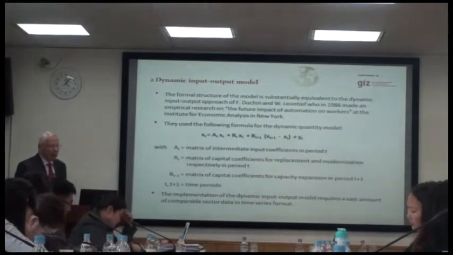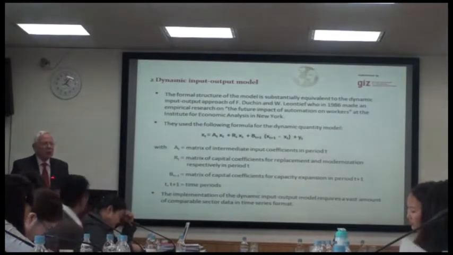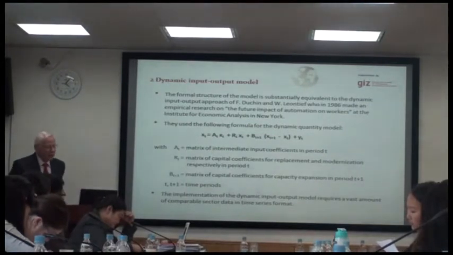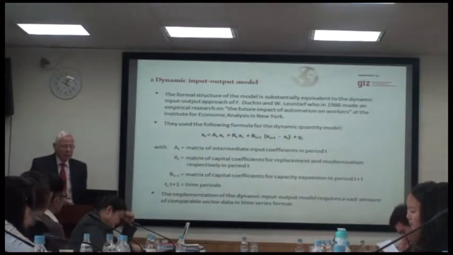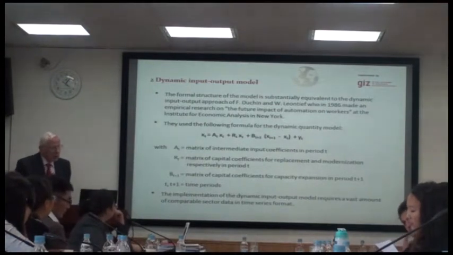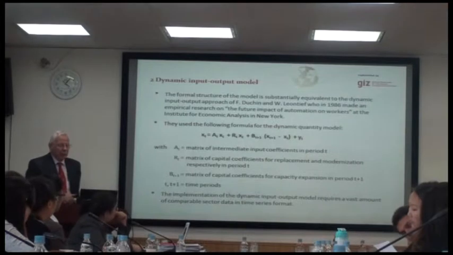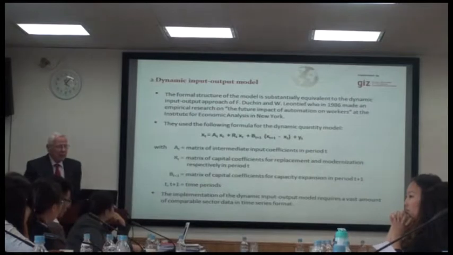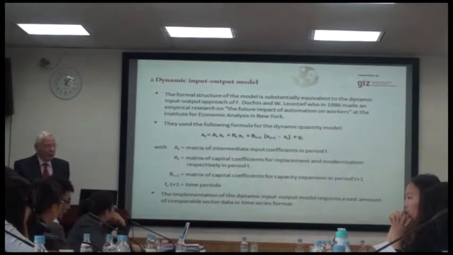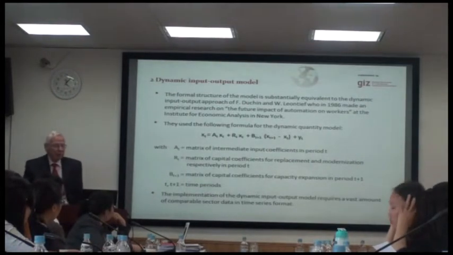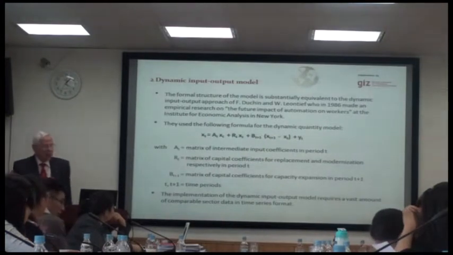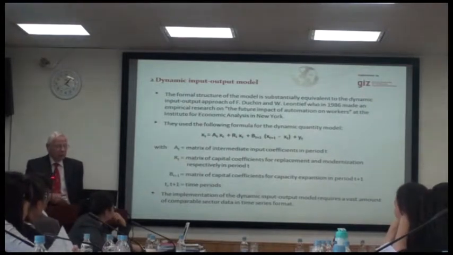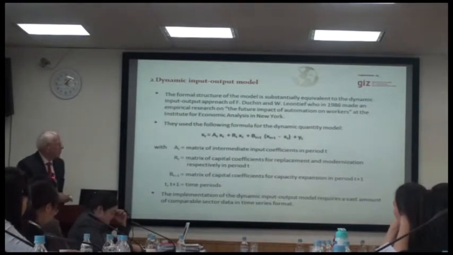And that will be reflected in the formula, which looks quite different from that formula we have already seen. The formal structure of the model is substantially equivalent to the dynamic input-output approach of Feydachin and Vasilyev, who in 1986 made an empirical research on future impact of automation on workers in the United States at the Institute for Economic Analysis in New York. They used the following formula for the dynamic quantity model.